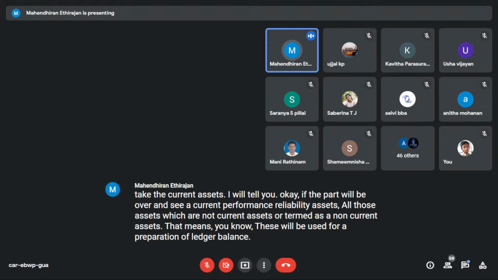Funds flow and cash flow are very easy, not the toughest syllabus. So if you want to prepare the schedule of changes in working capital, proposed dividend and provision for taxation will be treated as current liabilities. Okay. Number two.